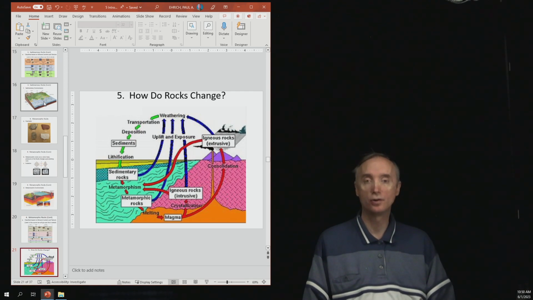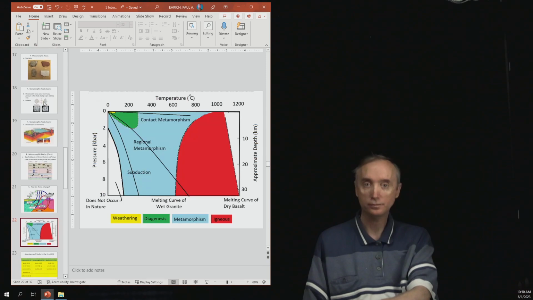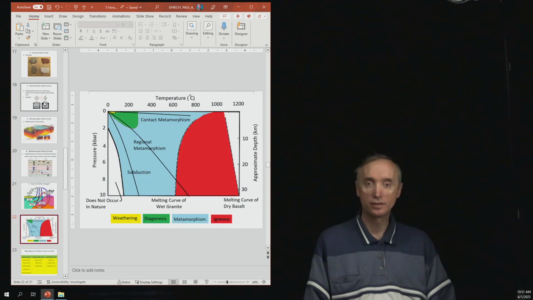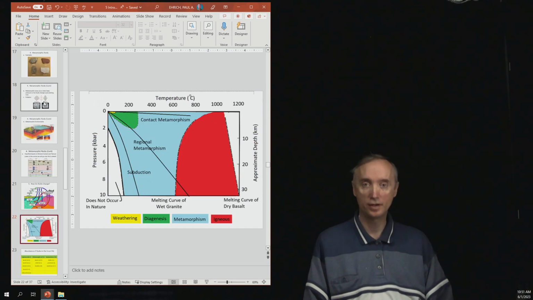Then, how do rocks change? How do you start with one kind of rock, and what do you do to it in order to change it into another kind of rock? Here's something that you should know for the exam: the general pressures and temperatures under which these three different kinds of rocks form.